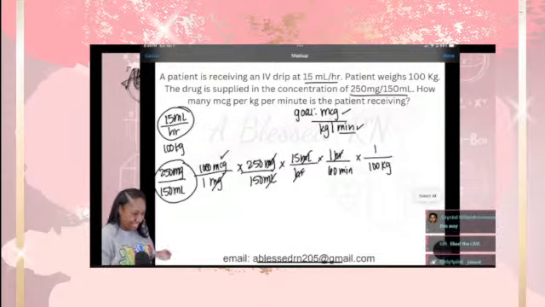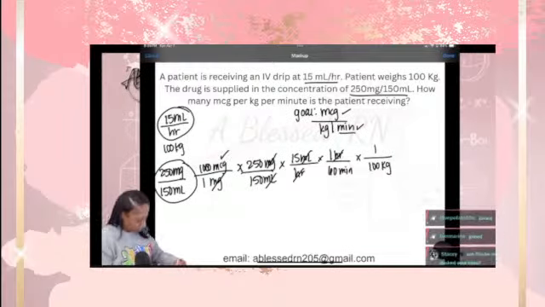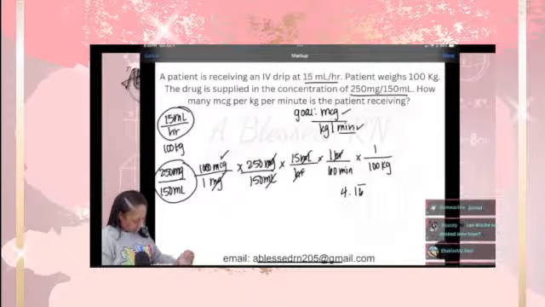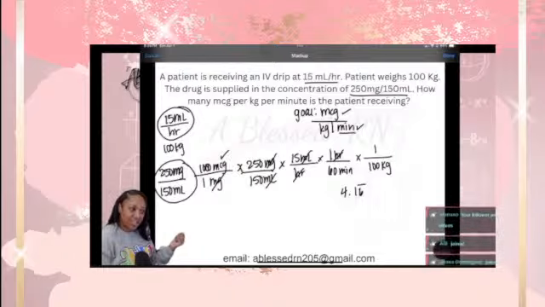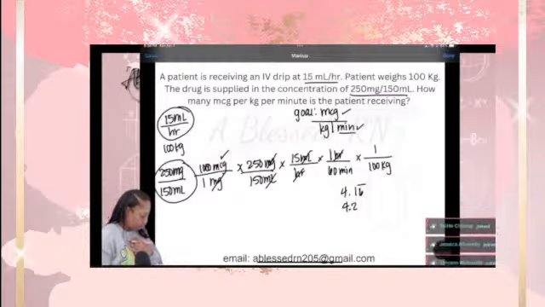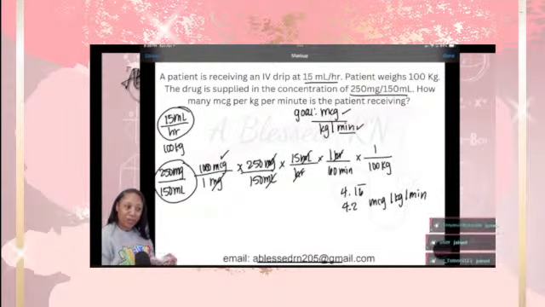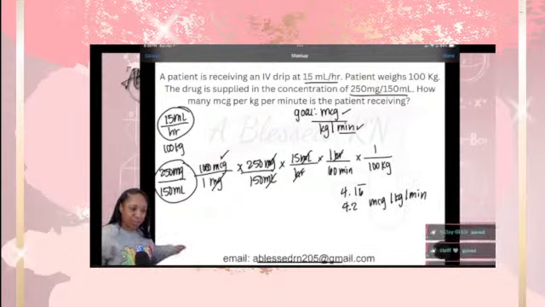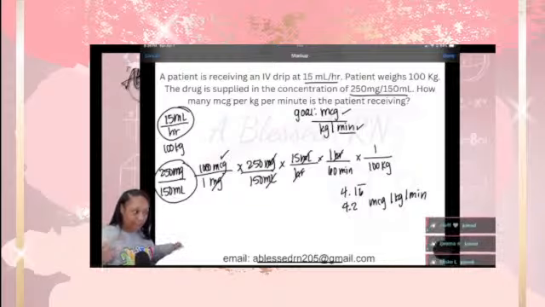It is 60 divided by 100. So that is going to be 4.16666 repeating. If this asks us to round to the nearest whole number, it would be 4. If this asks us to round to the nearest 10th, it would be 4.2. Micrograms per kilogram per minute. You round according to however HESI, ATI, your professor, whatever tells you to round.